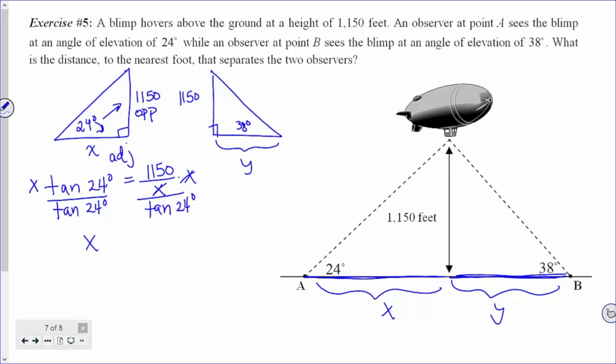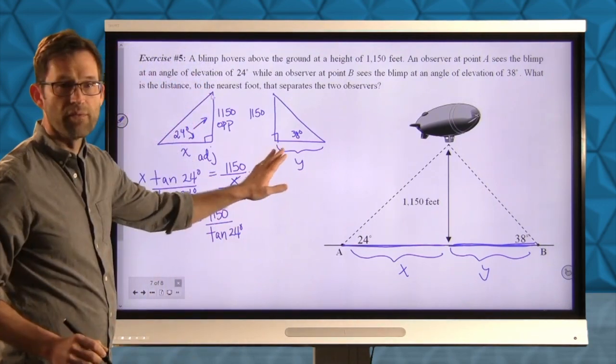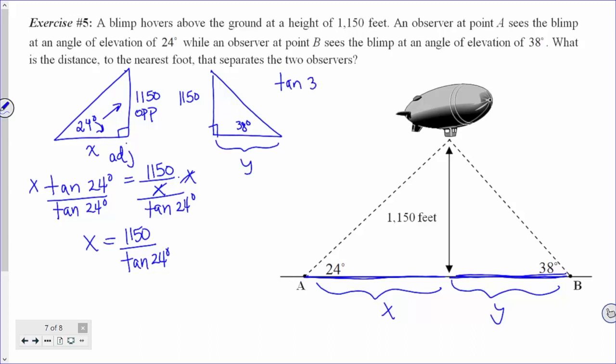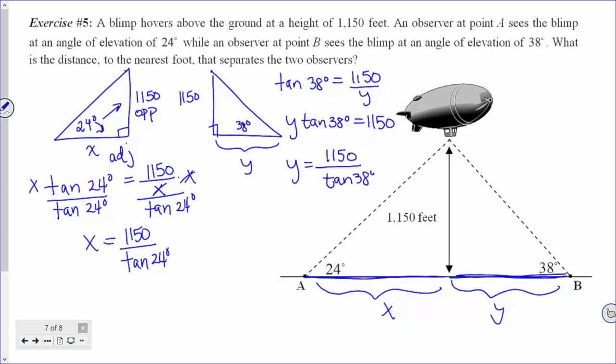And we'll find that x is equal to 1,150 divided by the tangent of 24 degrees. Now, no great surprise, we're going to have something very similar over here as well. We have the tangent of 38 degrees is equal to 1,150 divided by y. So y times the tangent of 38 degrees is equal to 1,150. And y is equal to 1,150 divided by the tangent of 38 degrees.